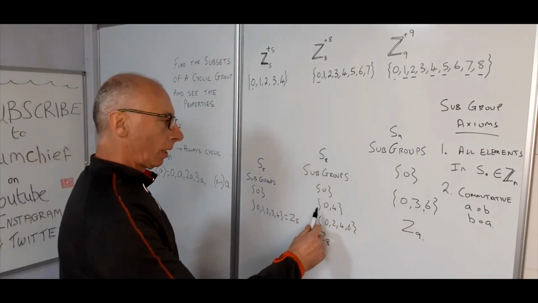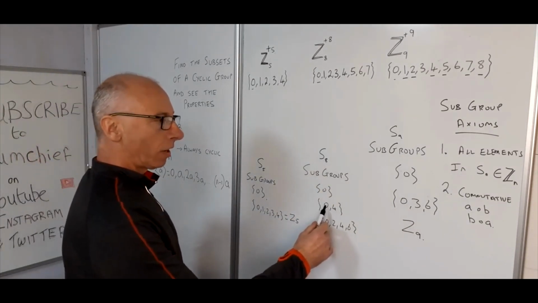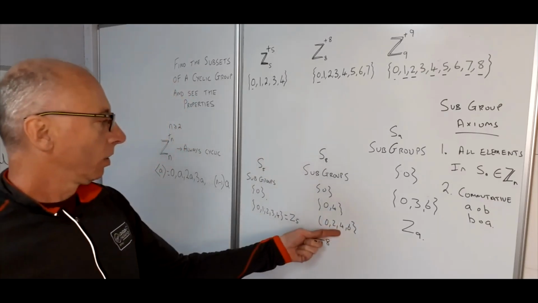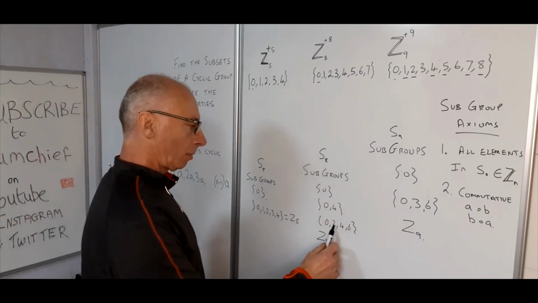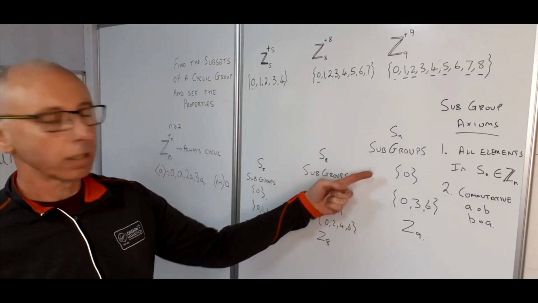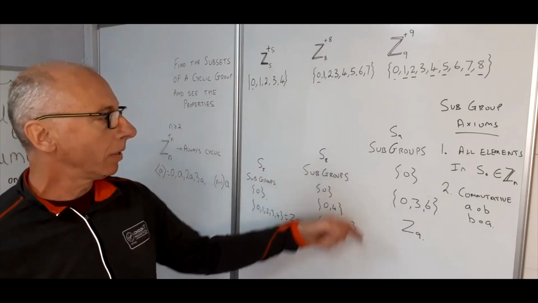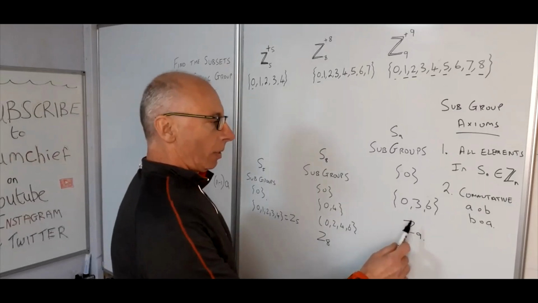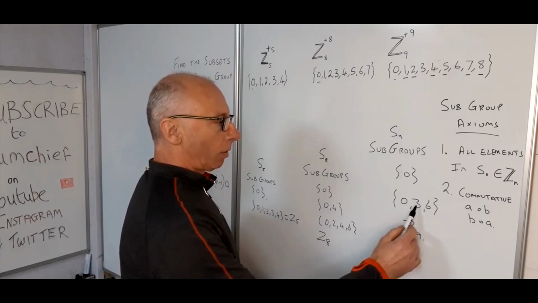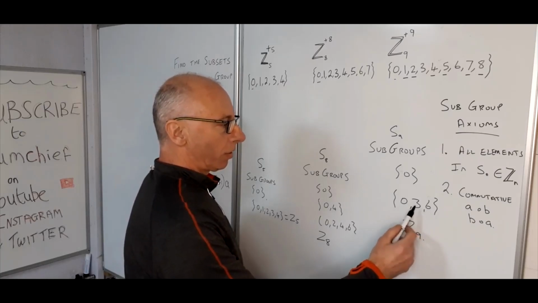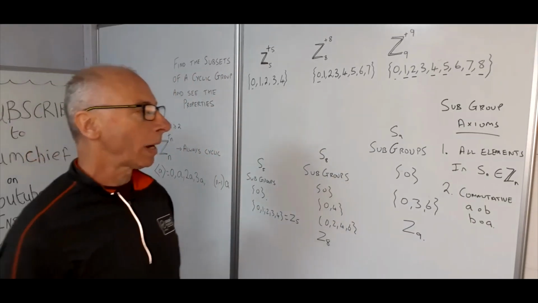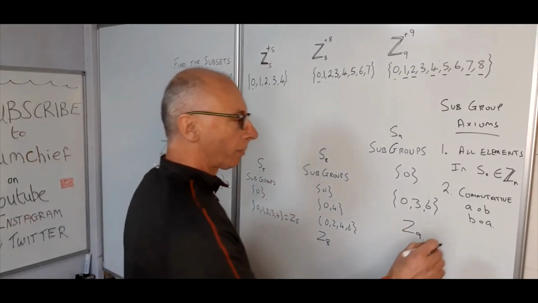Let's try this group, {0, 4}. 4 plus 0 is 4, and 0 plus 4 is also 4. 2 plus 4 is 6. 6 plus 2 is 8, which yields 0. So yes, the commutative rule works for these subgroups in Z8. What about Z9? So we know all of these are going to be commutative. What about {0, 3, 6}? Well, 3 and 6 is 9, 0 and 3 is 3, 0 and 6 is 6. So the commutative rule works in the subgroup axioms for all of these groups.